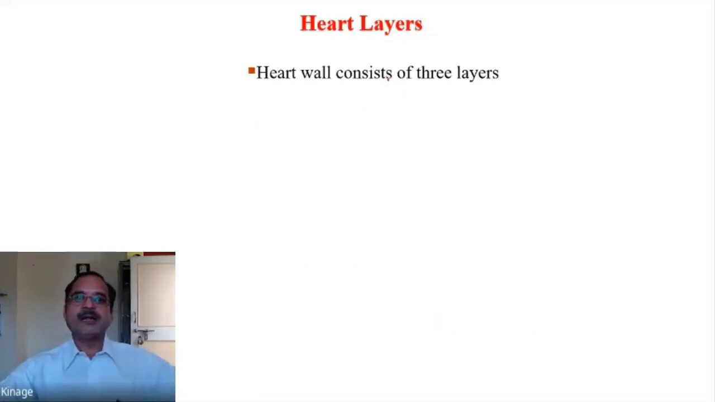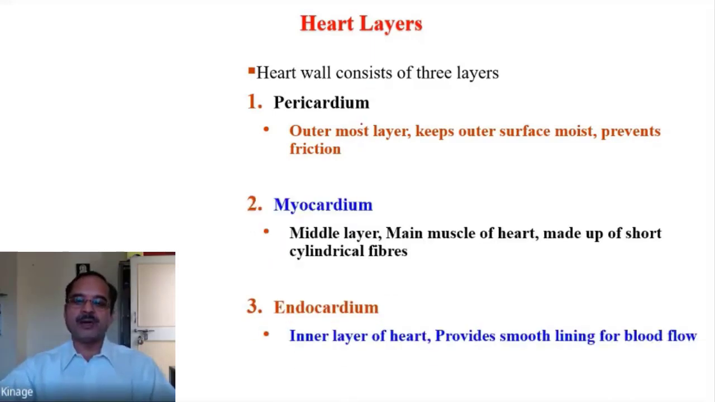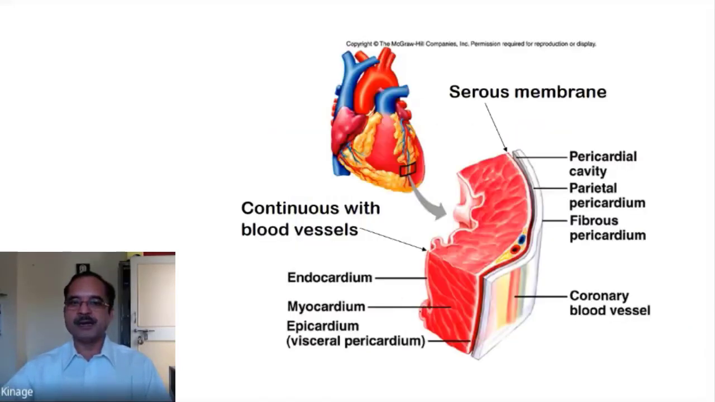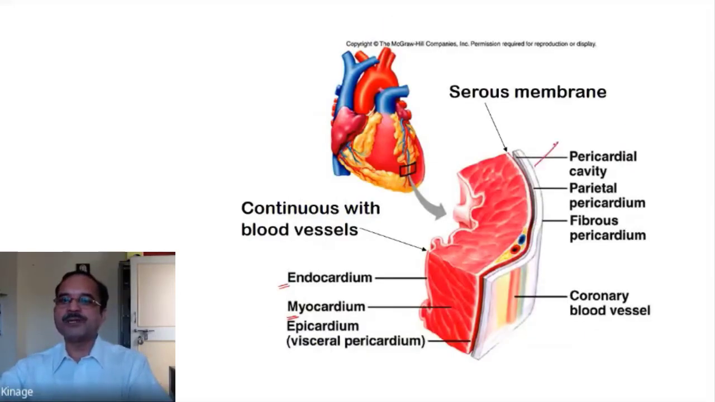Okay. Heart layers. As far as the construction of the heart is considered, there are three layers: the pericardium, myocardium, and the endocardium. Pericardium is the outermost layer. Myocardium is the middle layer. Endocardium is the inner layer of the heart, the inner lining. That is what you can see here, endocardium, myocardium, and pericardium. We have seen the pericardial cavity. Pericardium is the outermost layer.